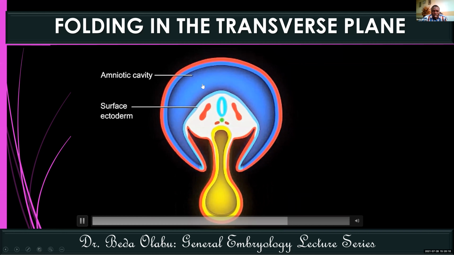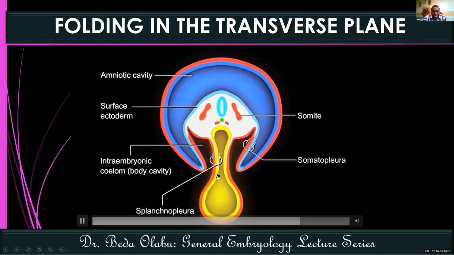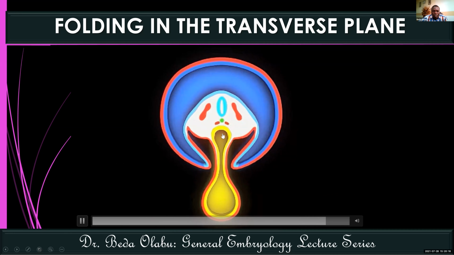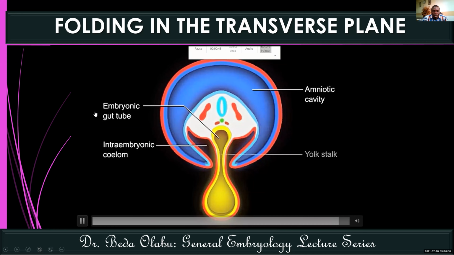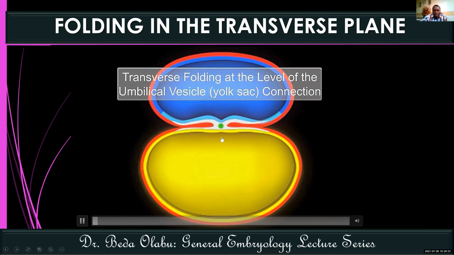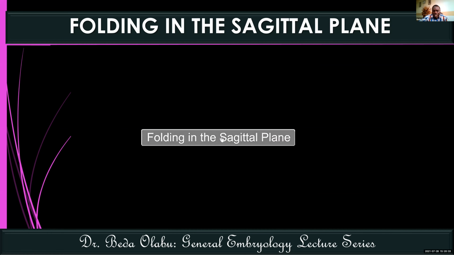As the embryo is folding transversely, we've seen that the dorsal part of the yolk sac has been incorporated into the baby. That's what we call the primordial gut. The yolk sac has become smaller. The amniotic sac has expanded. The shape of the baby has become cylindrical.